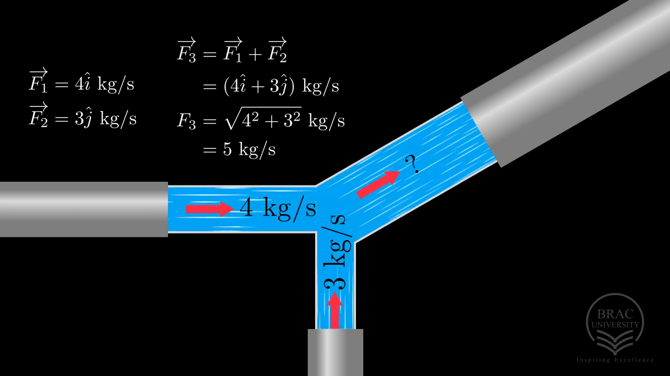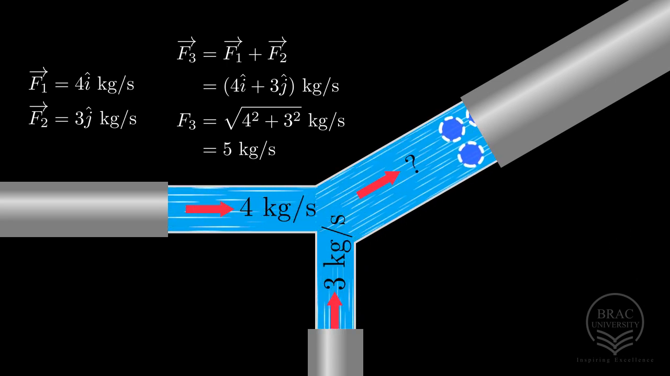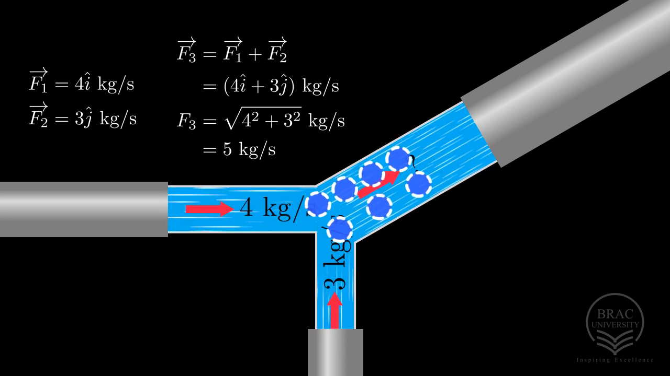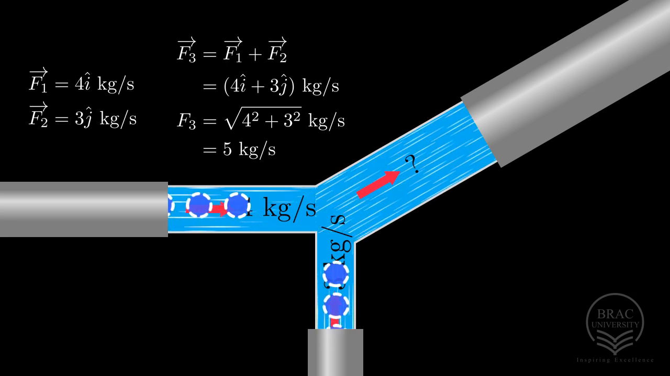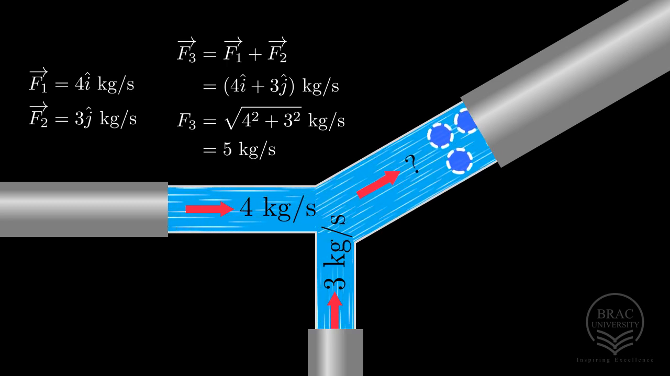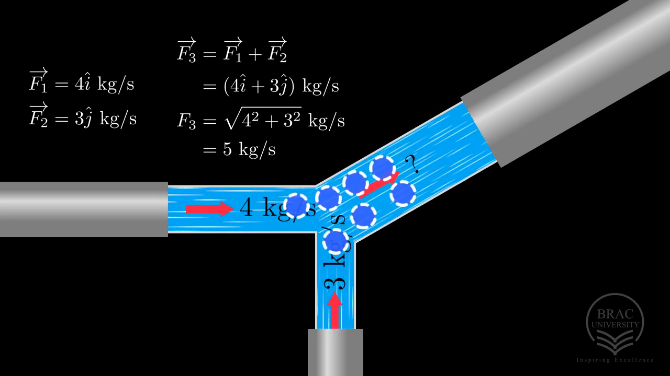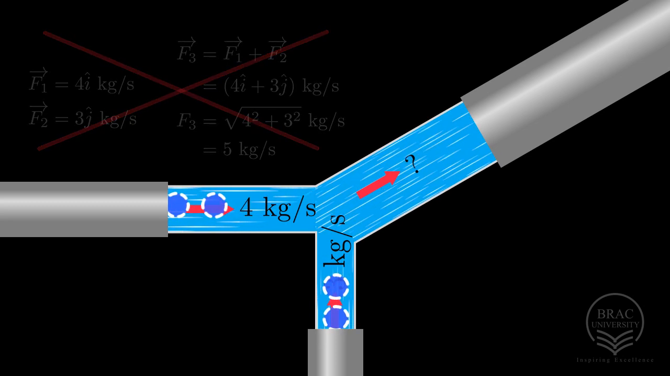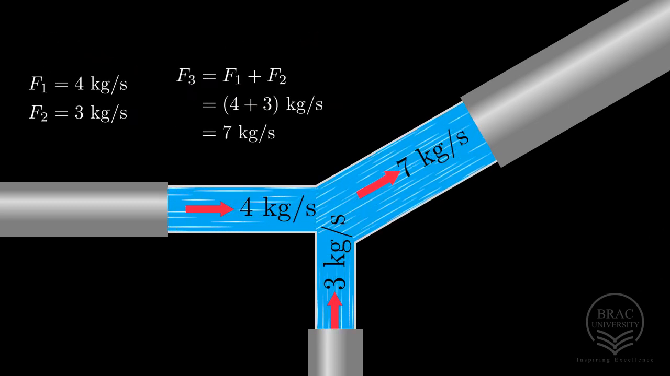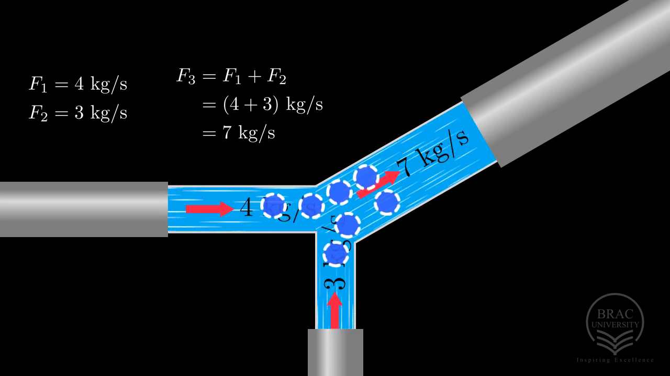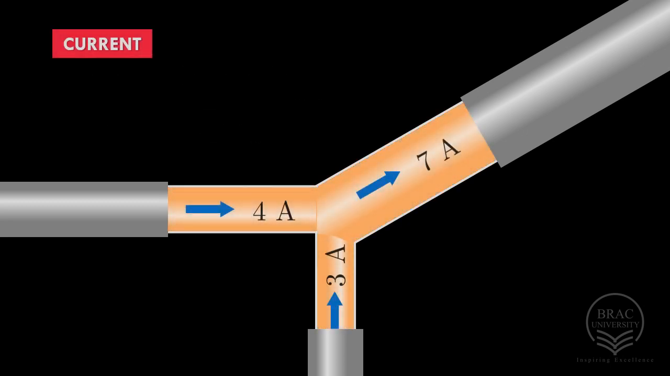Let's represent each kilogram of water flowing through the pipes every second as one ball of water. Then we will see that 4 balls of water are flowing every second from left to right, and 3 balls of water are flowing upwards every second. And now you can immediately see that the total should be 7 balls of water flowing through the final pipe. That means water current doesn't follow vector addition, rather it follows simple scalar addition. And that in turn means that water current can't be a vector quantity; it must be a scalar quantity.